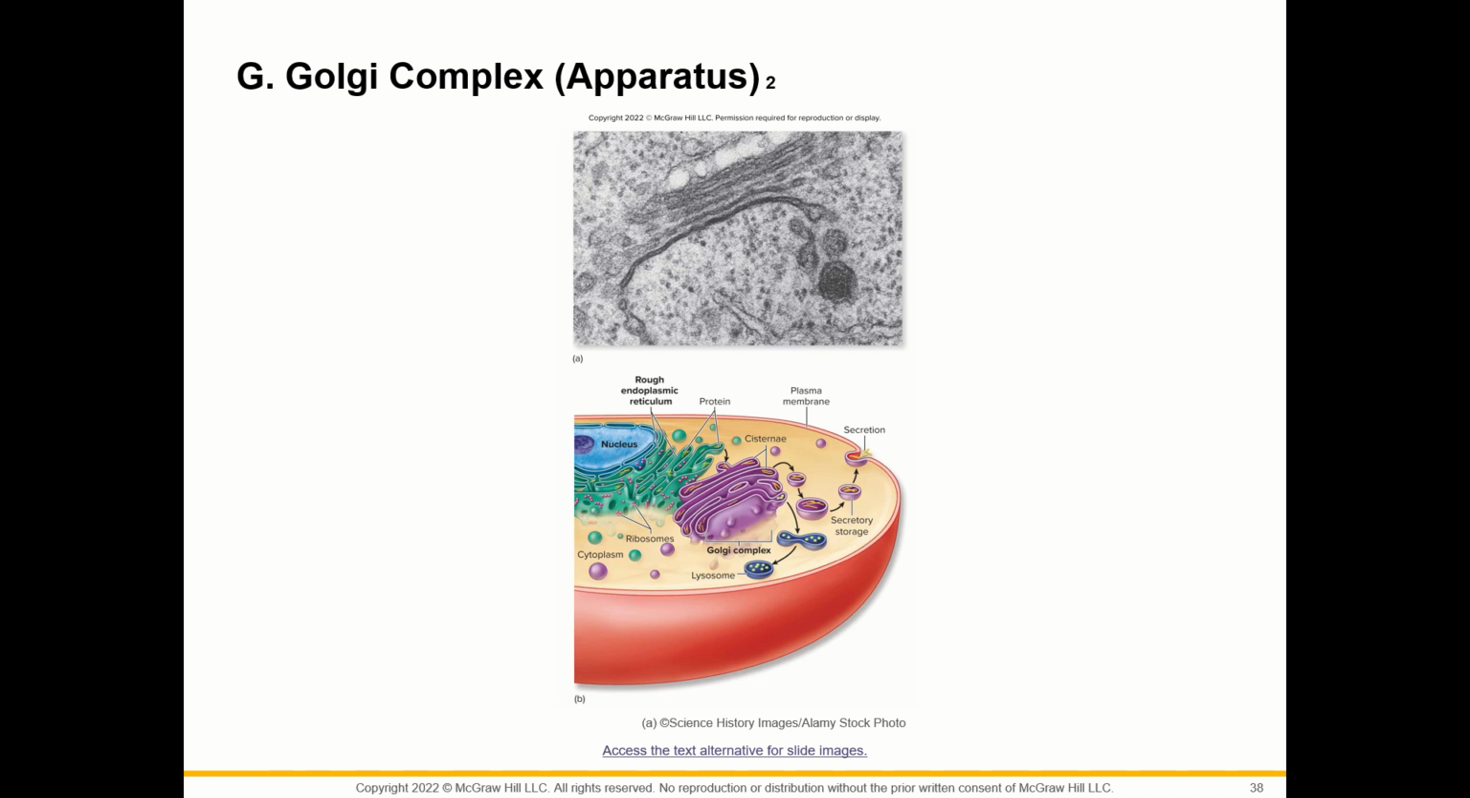Figure 3.12 shows the Golgi complex. A is an electron micrograph of a Golgi complex. Notice the formation of vesicles at the ends of some of the flattened sacs. B is an illustration of the processing of proteins by the granular endoplasmic reticulum and the Golgi complex. And generally it shows a few of the pathways that they can go to.